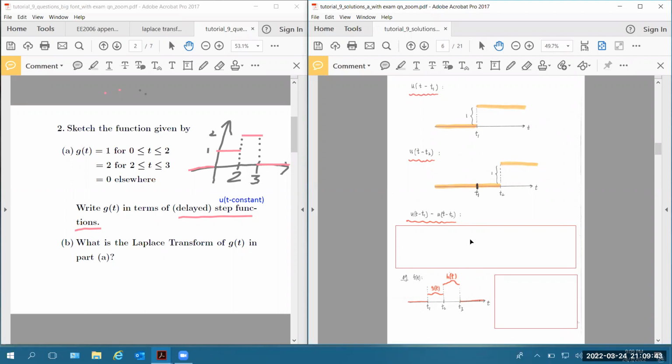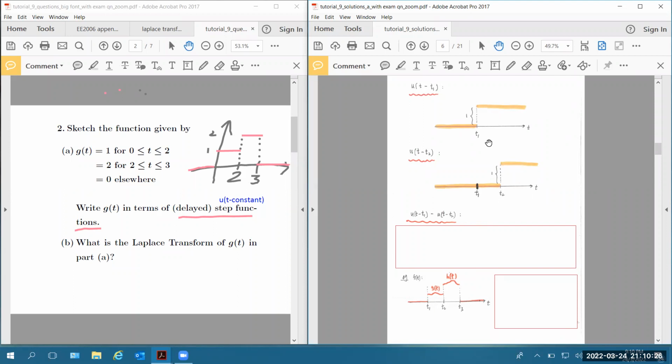Do you see this u(t-t1) minus u(t-t2)? Now I want to get the graph of this function. So you take this graph and minus this graph. Now I'm asking you, below t1, that means from minus infinity until t1, what will you get there? 0. Yeah, you get 0 minus 0, which is 0. Then from t1 to t2, what will you get?